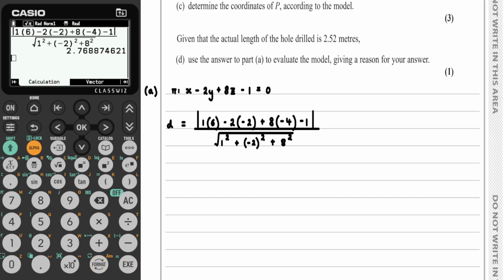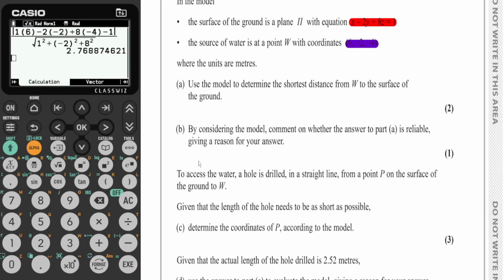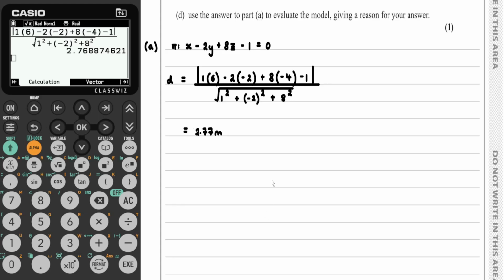As a decimal we get 2.7688, etc. So we have 2.77 meters. By considering the model, comment on whether the answer to part A is reliable, giving a reason for your answer. For part B, this may be unreliable, and that's because the ground may not be flat. We've modelled it as a smooth, flat plane. In reality, we'd have rocks and different terrains.